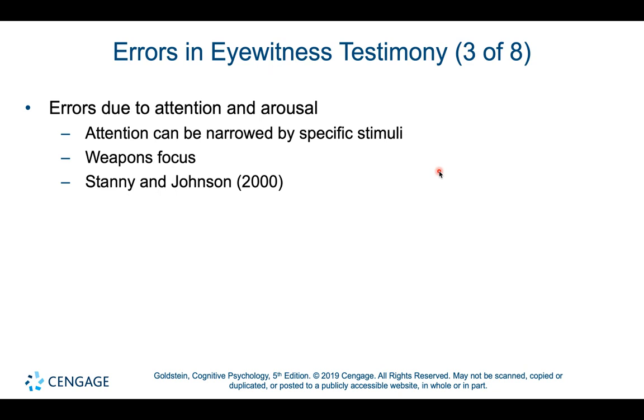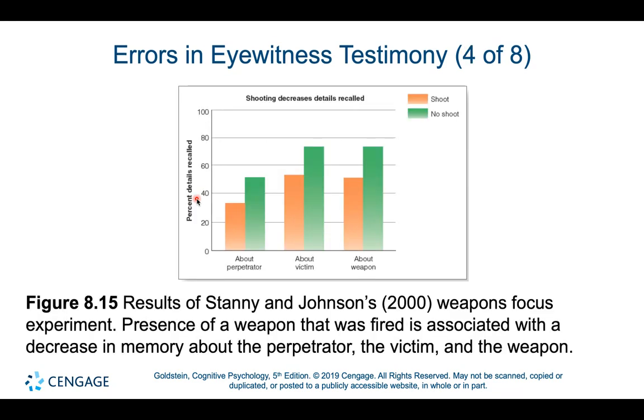We know that another factor in eyewitness memory error are errors of attention and arousal, particularly what's known as weapons focus. Weapons focus. This is an ironic finding that when a weapon is fired, when a gun is shot, memory is worse for the event. So we can see here in orange is percent of details correctly recalled. So the higher the bar, the better the memory. About the perpetrator, about the victim, and about the weapon. And in orange are situations when the gun was fired. And in green are situations when the gun was not fired. So memory is actually better for the event when the gun isn't fired.